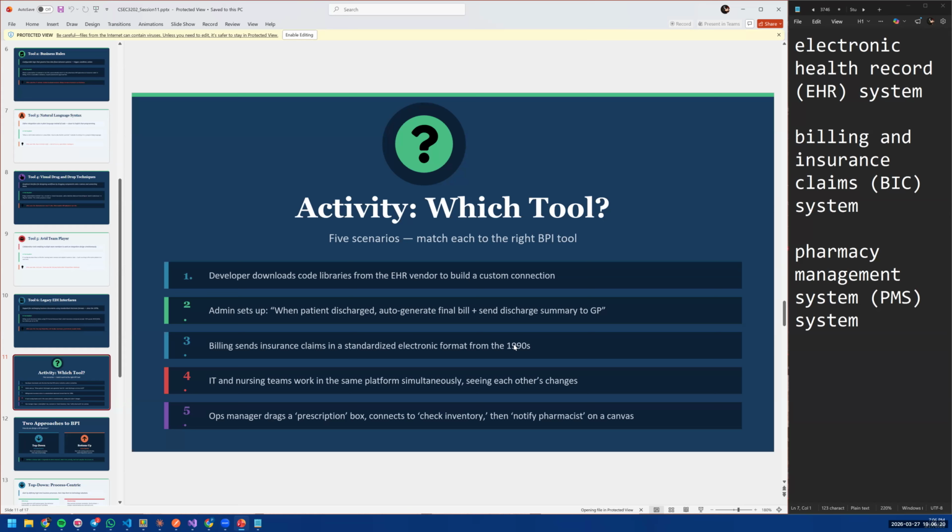BPI. The approaches to BPI that we're going to be looking at are top down and bottom up, which is something we've talked about before. We're going to be looking at it more in depth and in the context of BPI or business process integration as opposed to systems integration.